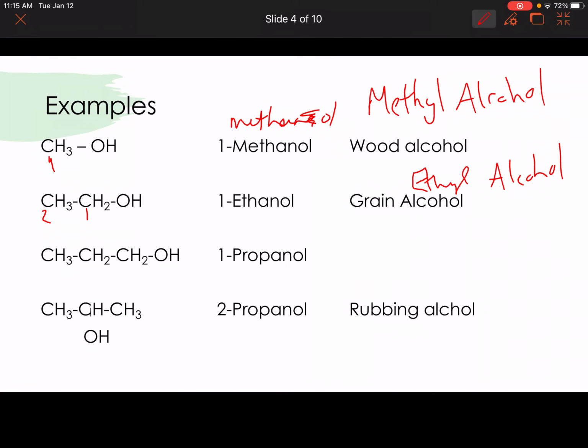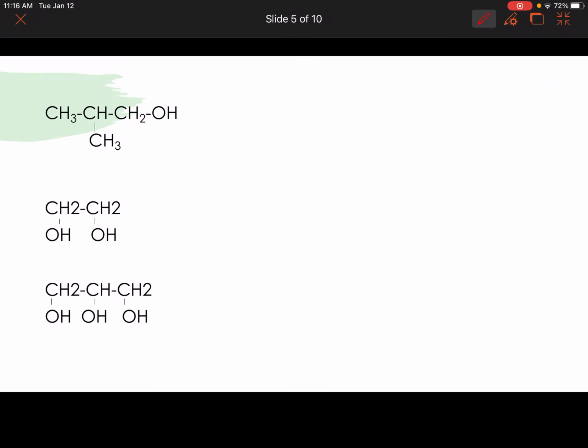The next one, propanol, so now I've just got 3 carbons. This one now, the alcohol, the hydroxyl group is not on the end carbon, it's on the middle one. So here, we're going to call that 2-propanol. So again, 3 carbons in a row, and it's on the second carbon. So that number is going to tell you where that hydroxyl group is located. And 2-propanol, commonly known as rubbing alcohol.